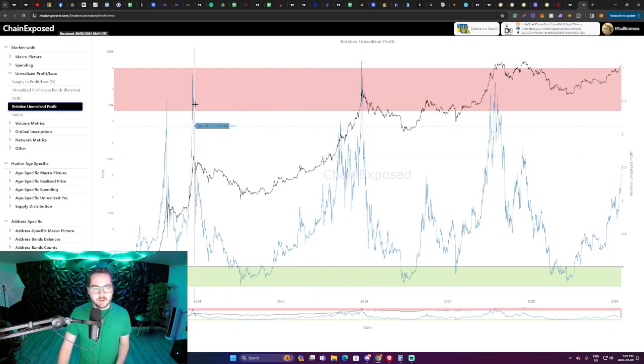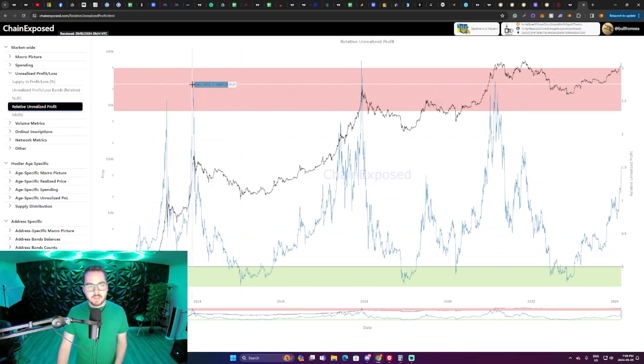And then here as well, it called the top. Here it called the top. Here it called this huge spike, but it wasn't in the overheated zone. But it did a really good job at showing you the relative unrealized profits and losses from that huge spike from the past. Anyways, yeah, overheated zone, prepare to sell.